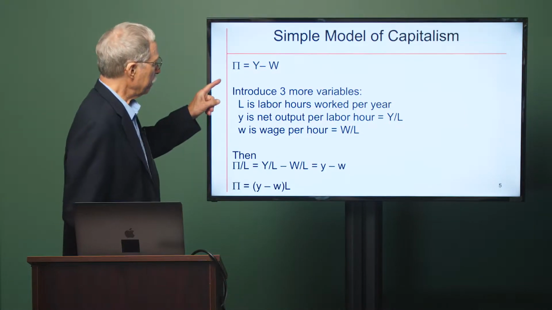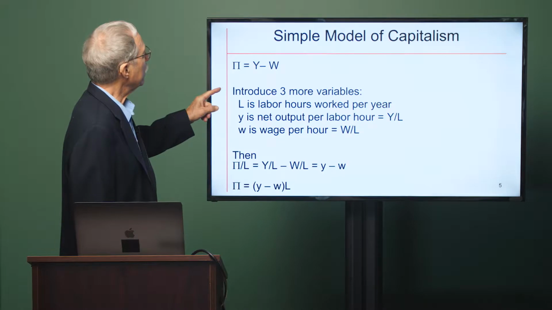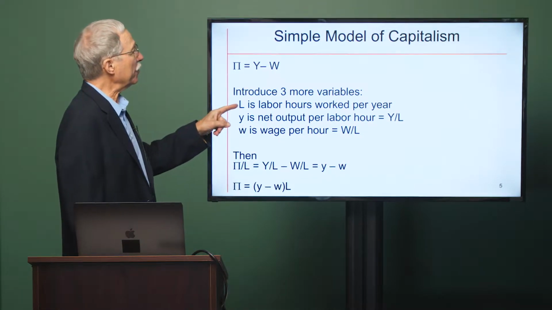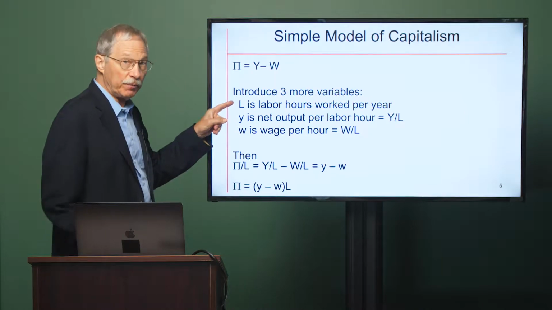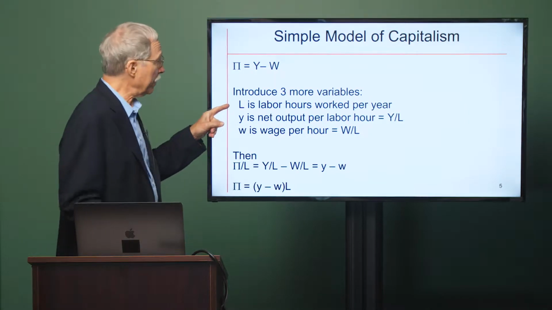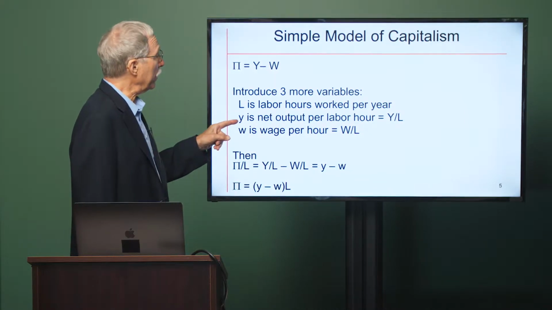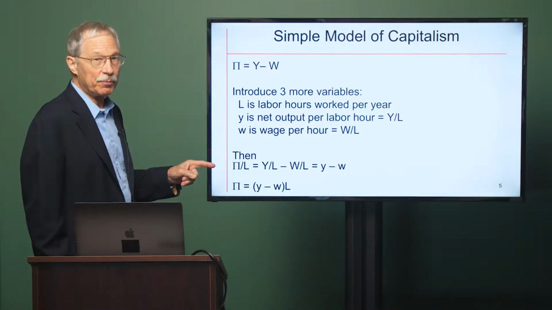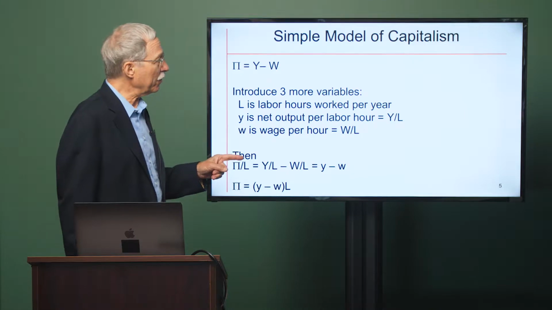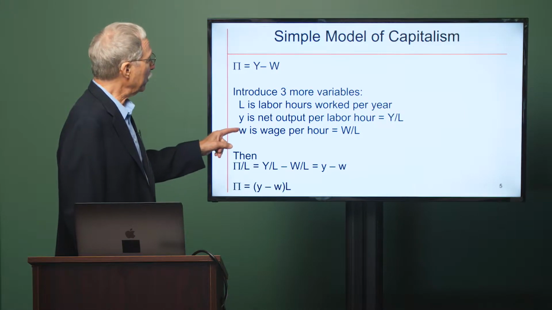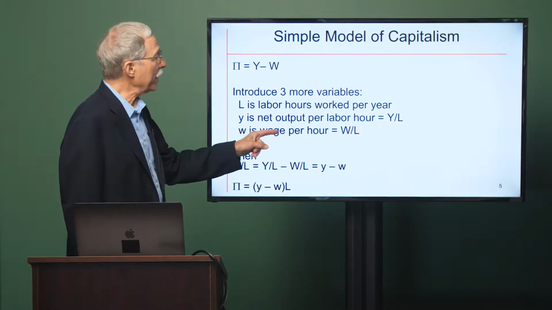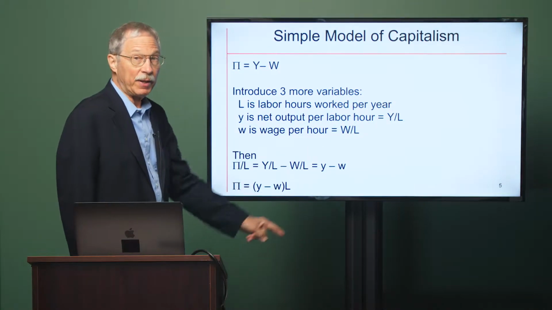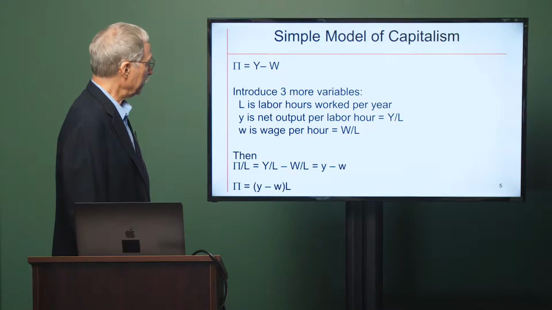I'll introduce three more variables. Capital L for the labor hours worked over the course of the year by all the workers in the economy. Lowercase y is net output per labor hour. You divide the total output value by the total labor hours. And lowercase w is the wage per hour. It is the total wages paid divided by the number of labor hours.